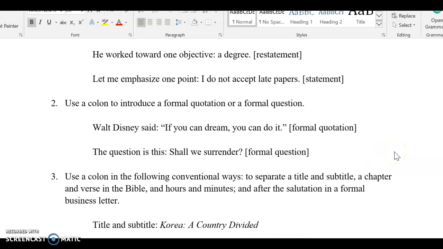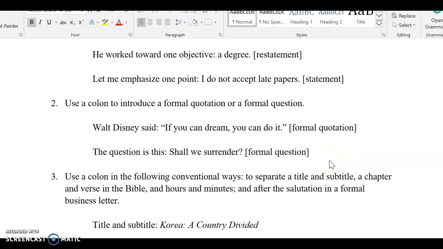Another use of the colon is to introduce a formal quotation or a formal question. First example here: Walt Disney said, and then you have your colon, and then you have the actual quote: "If you can dream, you can do it." And this is a formal quotation. Another acceptable option is to put Walt Disney said, comma, and then the quotation. So either a colon or a comma before introducing a formal quotation is acceptable.